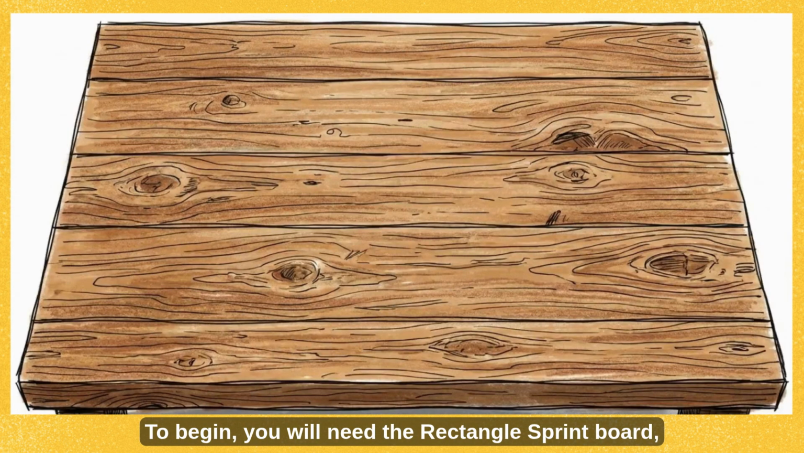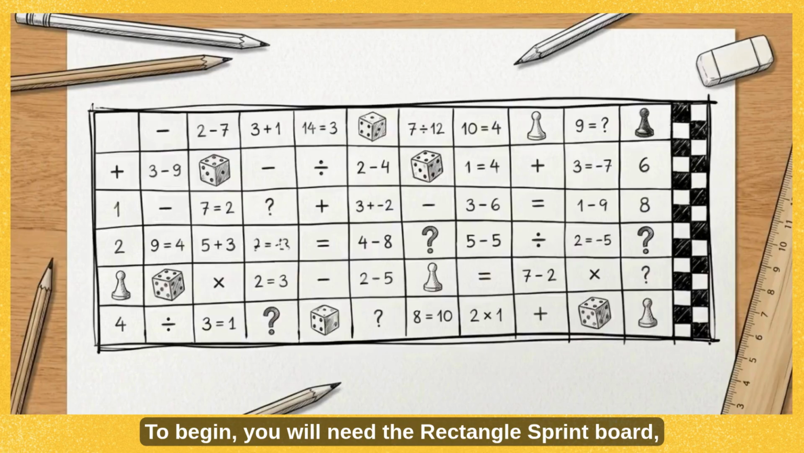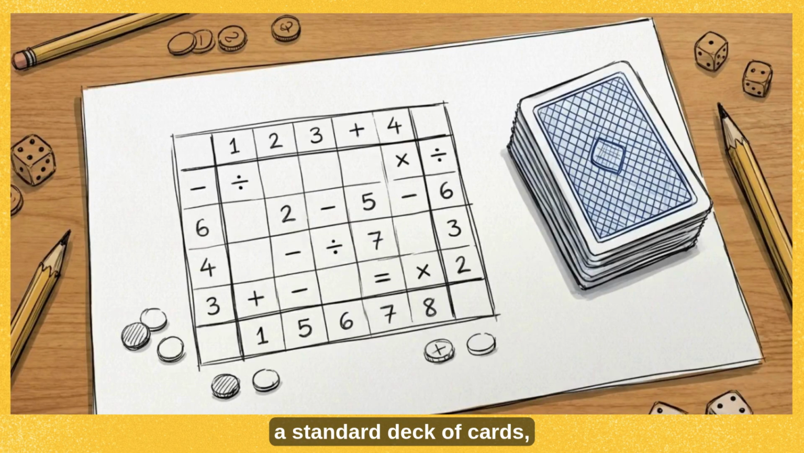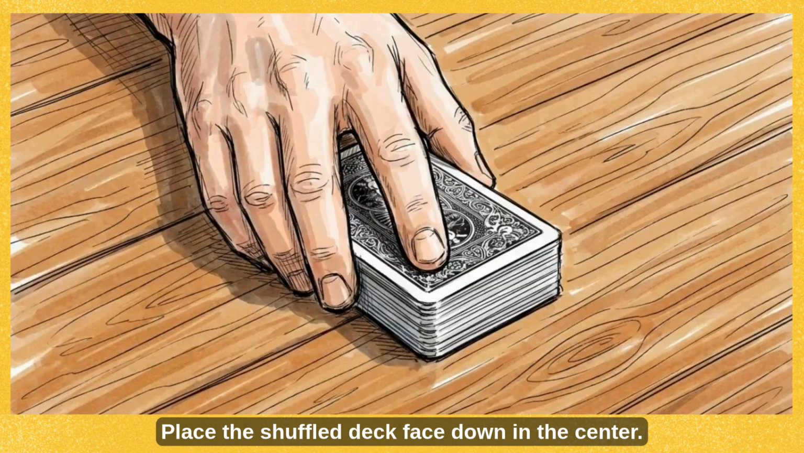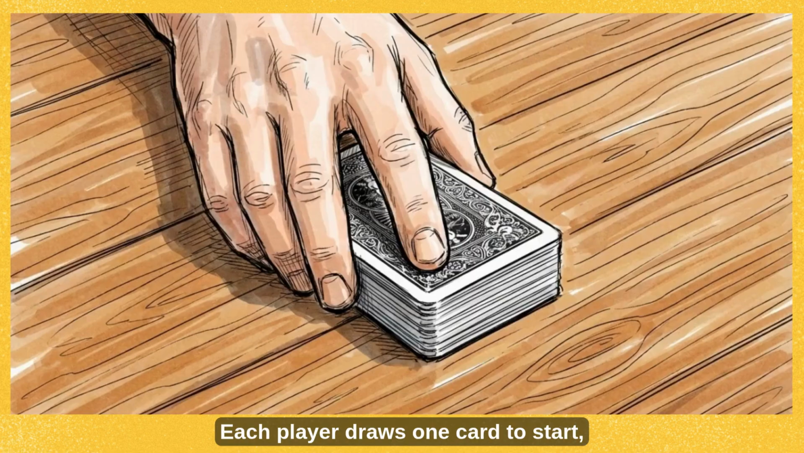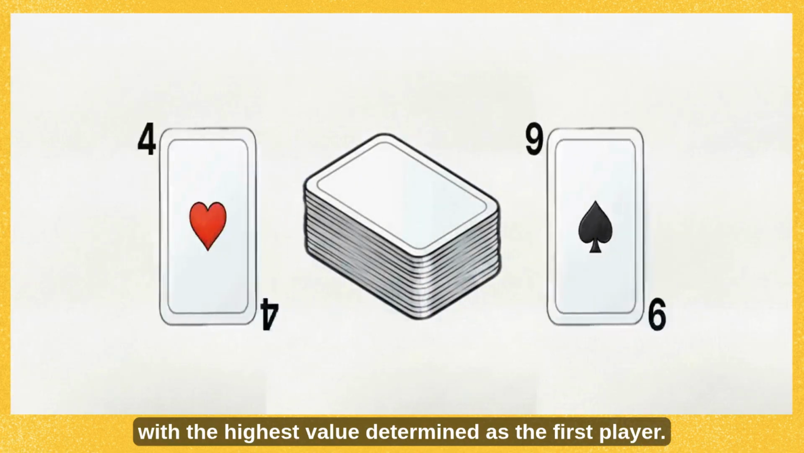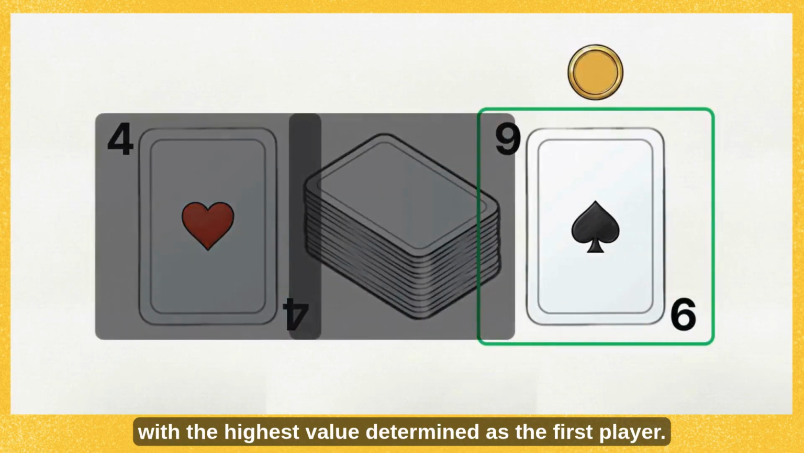first. To begin, you will need the Rectangle Sprint board, a standard deck of cards, scratch paper for calculations, and writing utensils. Place the shuffled deck face down in the center. Each player draws one card to start, with the highest value determined as the first player.